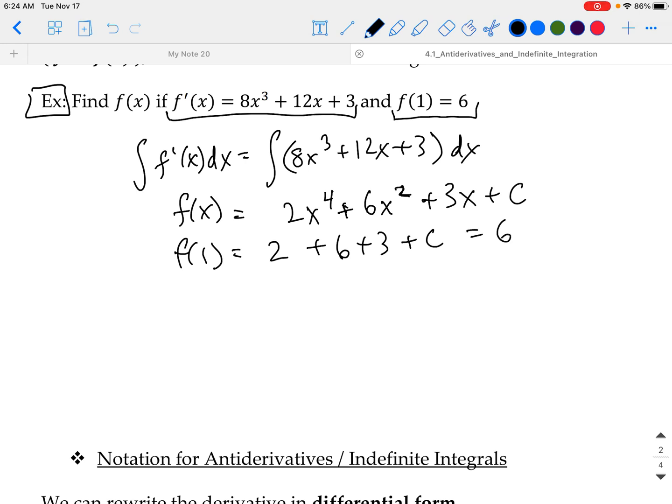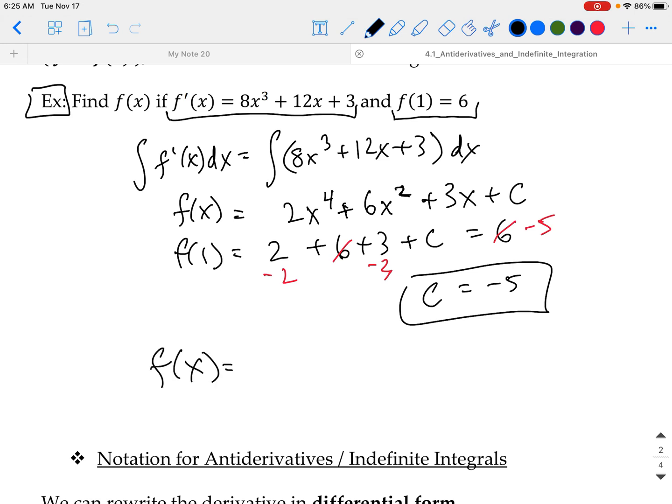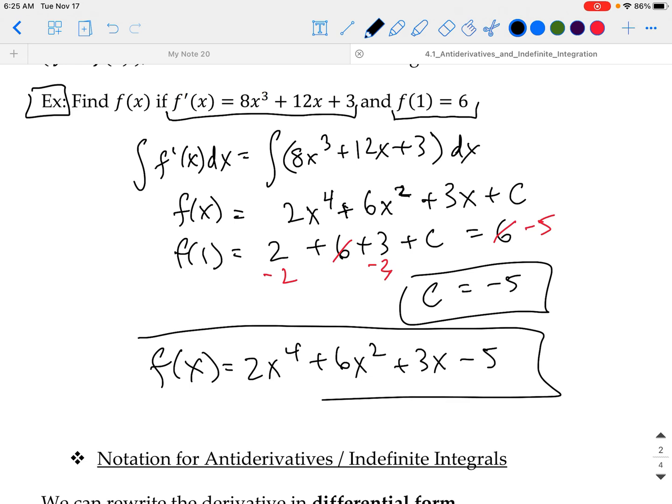And that's going to equal 6, which means now we can actually solve for the exact c. We can see that the 6 here will cancel. We can subtract 2 and subtract 3, which means we're going to subtract 5. So then c is equal to negative 5, which means that f of x is equal to 2x to the 4th plus 6x squared plus 3x minus 5. And that is our original function. So this is going to be the goal for differential equations for us, to find that original function if possible. And of course, things will get more complicated as we go.